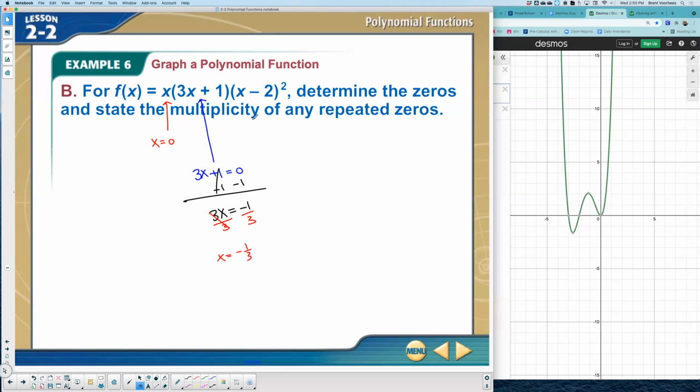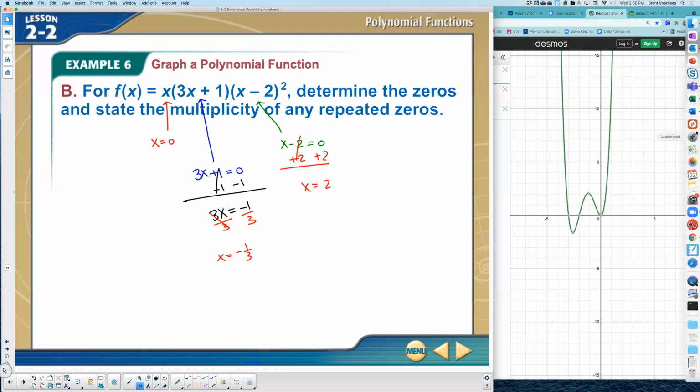And finally, I have this last 0 right here. I would take x minus 2 and set it equal to 0. What's my one step? Add 2. And we get x equals 2. So it appears, if you line them up, that you only have 3 real zeros. That's how it appears.